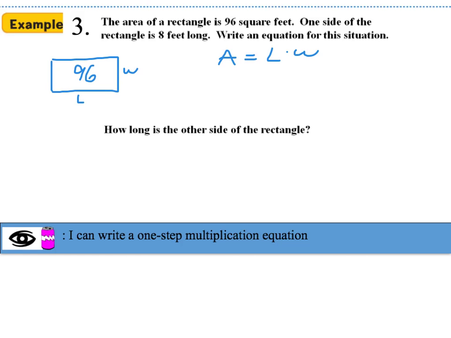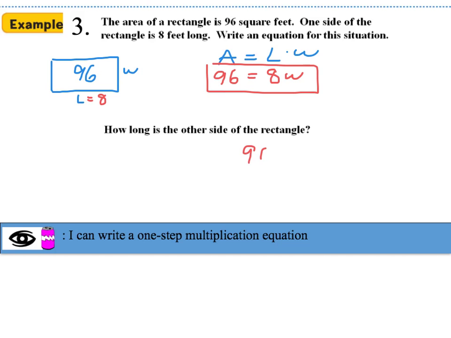So let's plug in 96 where the area goes. And they're giving us one side, so I'm going to call the length equal to 8. Our job is to figure out how wide it is. So let's plug in 8 where the L is. And we don't know what the W is, so we're just going to drop W right next to it. Remember, when the 8 and the W are standing next to each other, the 8 is the coefficient, and we are multiplying those together. So now that I've written my equation, that's the equation for part 1, we want to figure out how long the other side is.